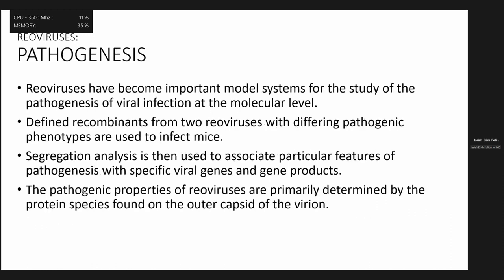So for the pathogenesis, reoviruses have become important model systems for the study of pathogenesis of viral infection at the molecular level. Defined recombinants from two reoviruses with different pathogenic phenotypes are used to infect mice. Segregation analysis is then used to associate particular features of pathogenesis with specific viral genes and gene products, and the pathogenic properties of reoviruses are primarily determined by the protein species found on the outer capsid of the virion.